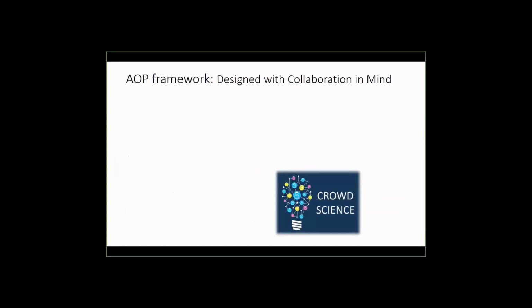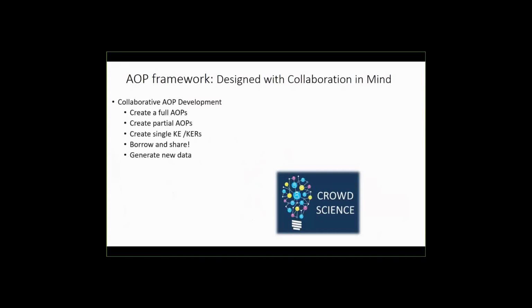So in summary, the AOP framework is not only good for organizing the information for linking molecular events to adverse outcomes, it's a great collaborative community that has many advantages to using. So there's, of course, the collaborative development of AOPs. You can create full AOPs, partial AOPs, even single modules of key event relationships you can borrow and share, and all of this helps generate new data in the knowledge base.